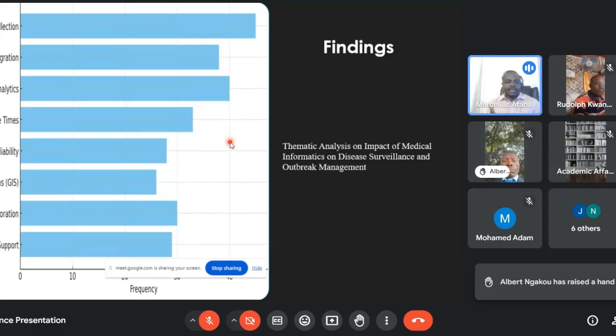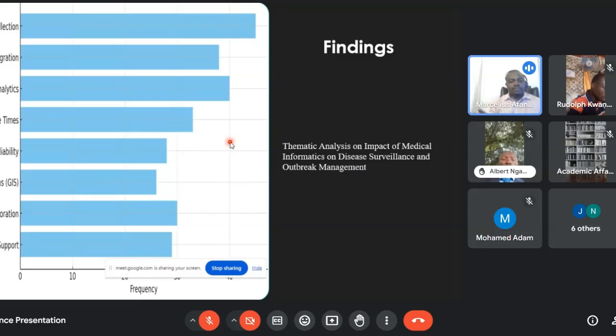There are other areas like enhanced collaboration. So with medical informatics, we can collaborate between organizations, between countries, public health decision as well. Given that we have more accurate information, more broad information, public decisions are highly supported.